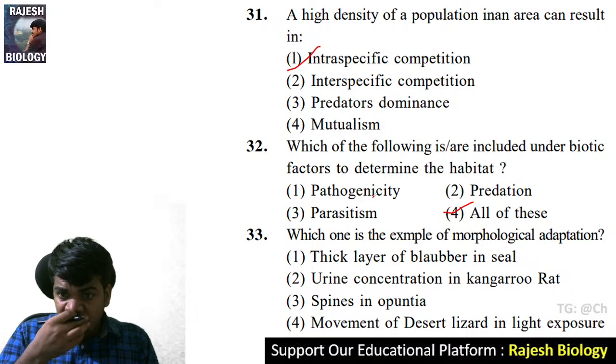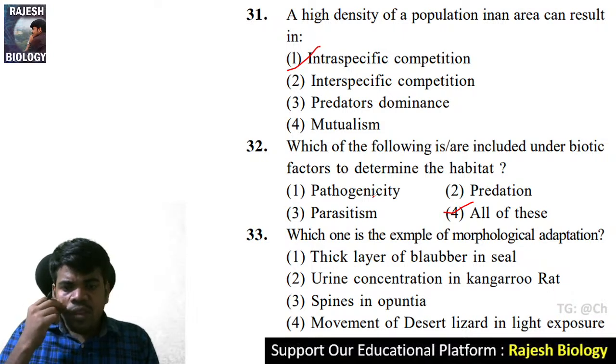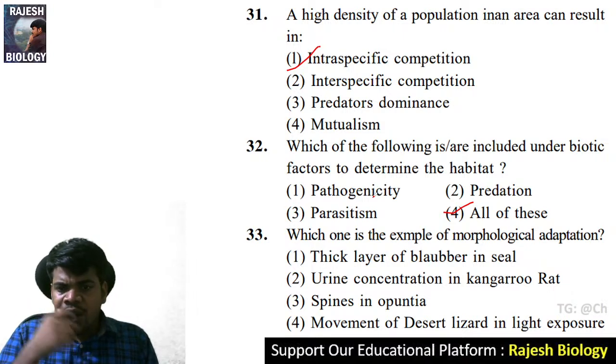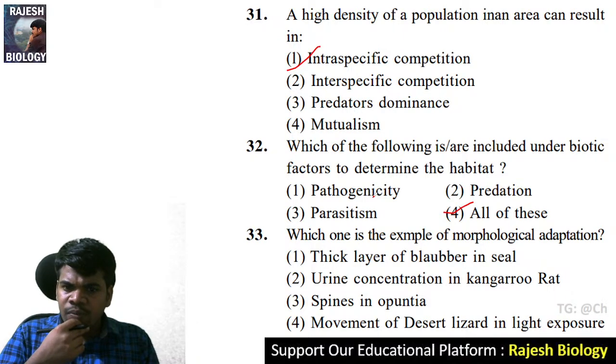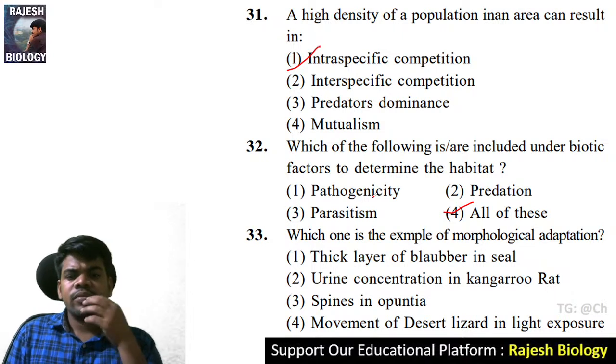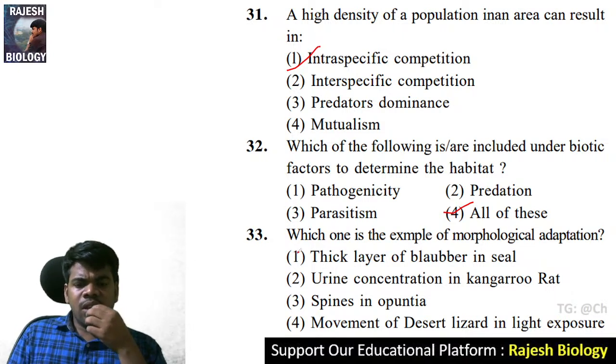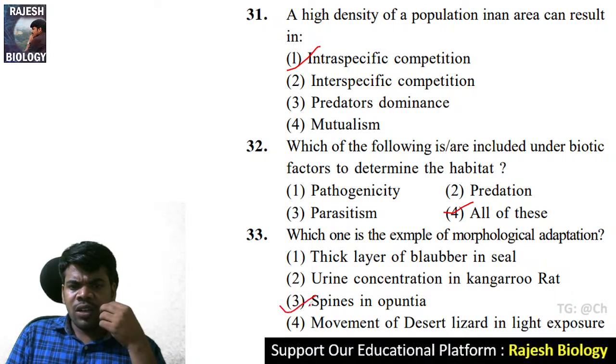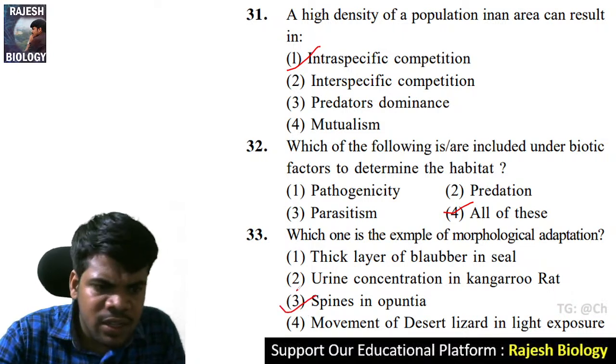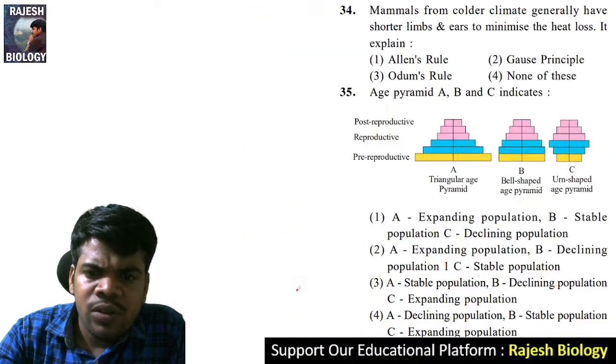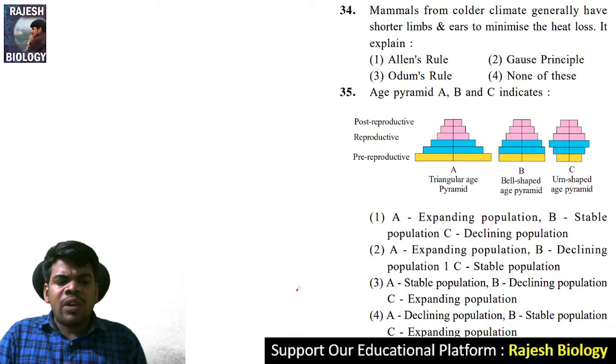Thick layer of blubber in seal, urine concentration in kangaroo rat, spines in Opuntia, movement of desert lizard in light exposure. The first one is actually the physical adaptation, we can say. Next one is physiological, and then next morphological, and then next behavioral adaptation. So 3 is the right answer. Janeshwari correct. Movement is actually the behavioral adaptation, Chinnu.